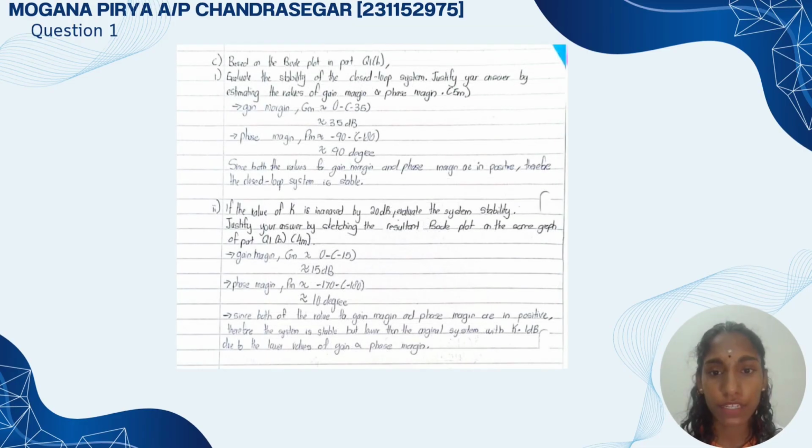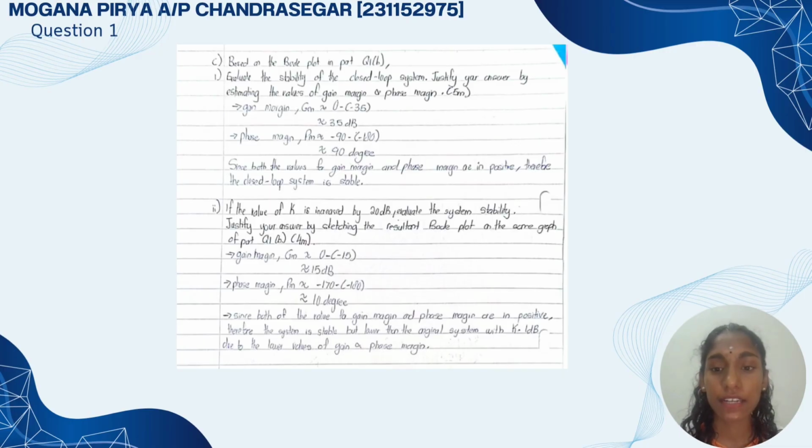Next, based on the Bode plot in plot Q1b, evaluate the stability of the closed loop system. Justify your answer by estimating the value of the gain margin and phase margin. So the gain margin will be 0 minus negative 35, and the answer will be 35. And the phase margin is negative 90 minus negative 180, so the answer will be 90 degrees. So both the gain margin and the phase margin are positive. Therefore the closed loop system is stable.